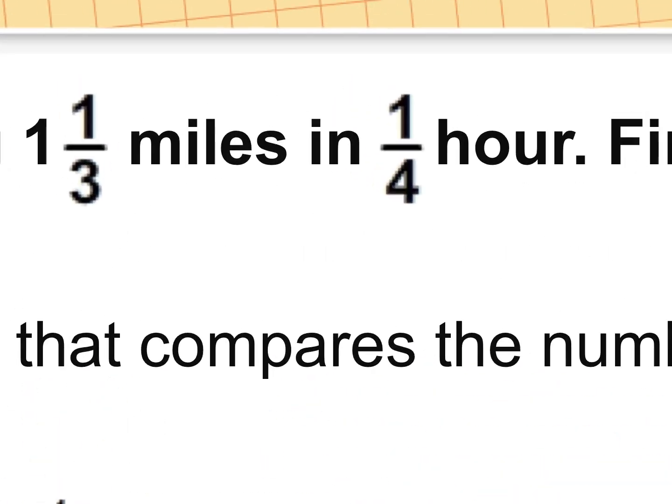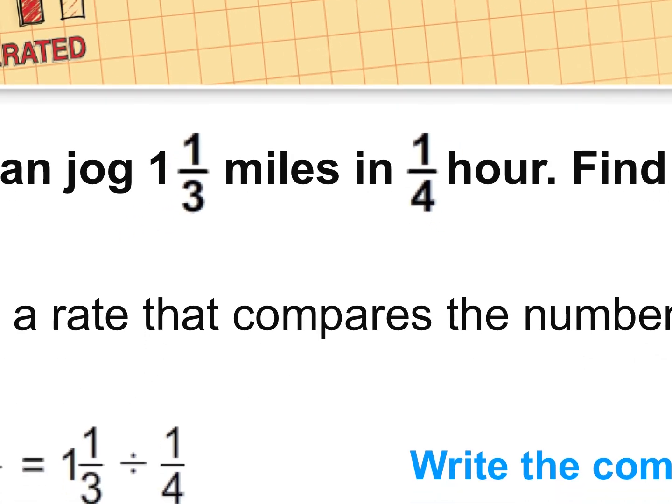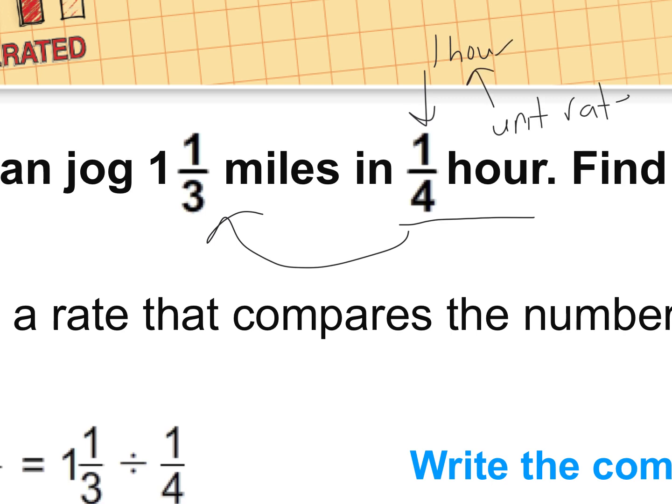Moving into unit rates. Yesterday, last section, we learned about unit rates. What does it mean to have a unit rate? What's the value of a unit? What does a unit mean? 1. Unit means 1, okay? So we're still doing that, okay? In a quarter of an hour, we know that they go 1 1/3 miles. We want to know how far they go in 1 hour, because 1 hour is the unit rate for every 1 hour.